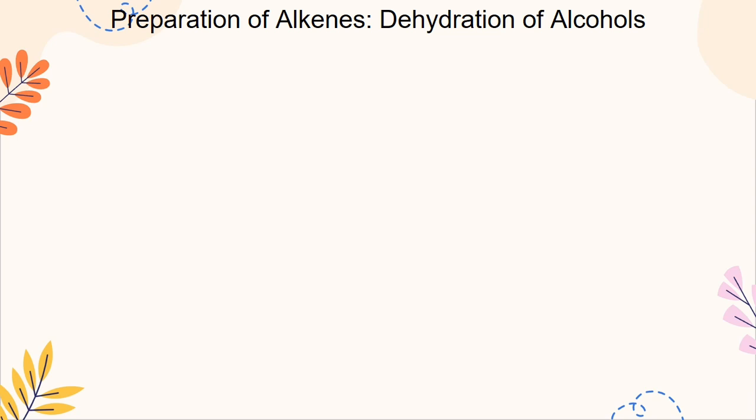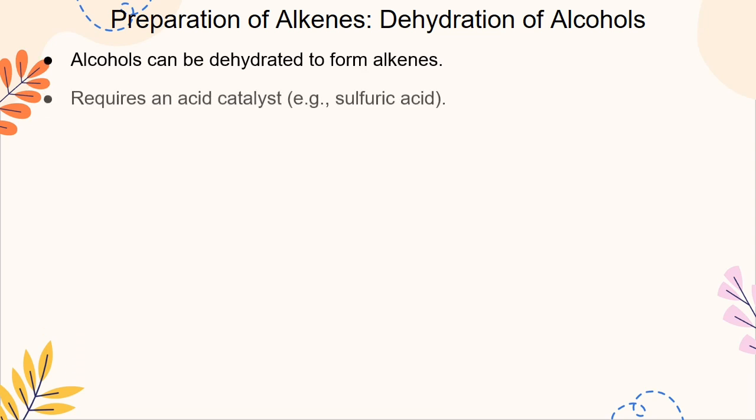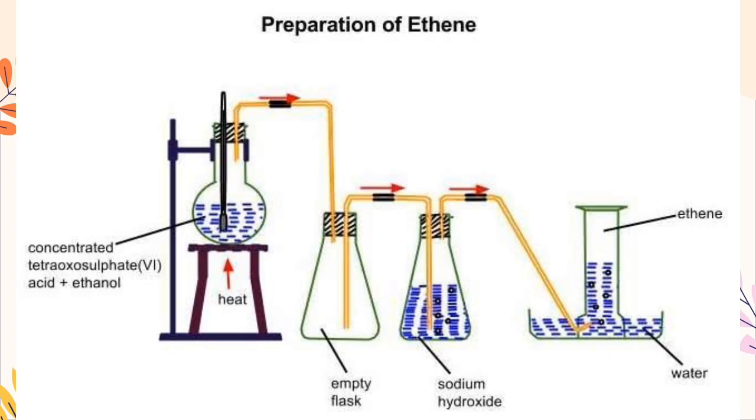Preparation of alkenes. Alkenes can be prepared by dehydration of alcohols. Alcohols can be dehydrated to form alkenes. This requires an acid catalyst, for instance sulfuric acid, that we also call H2SO4.